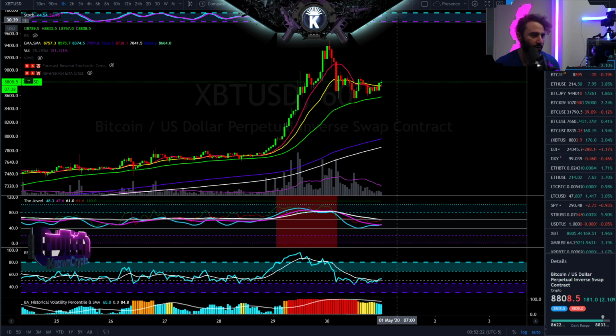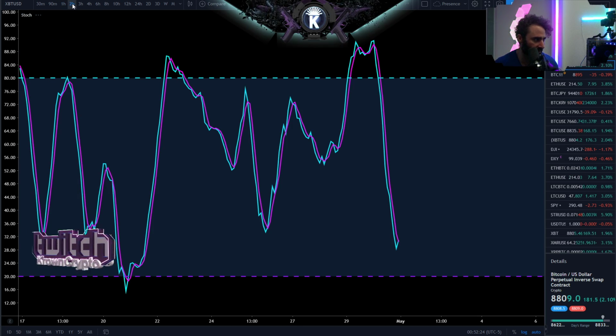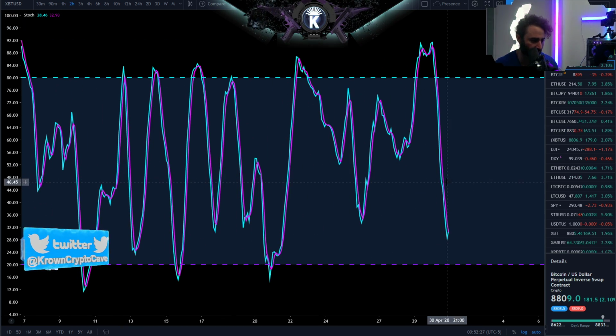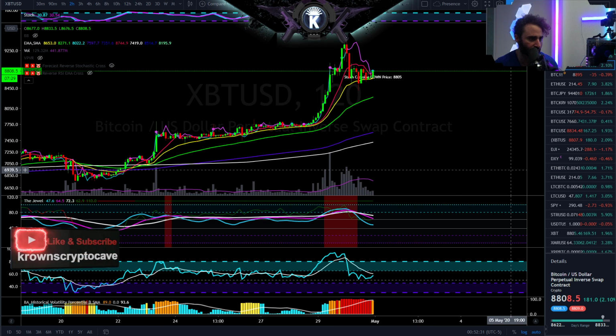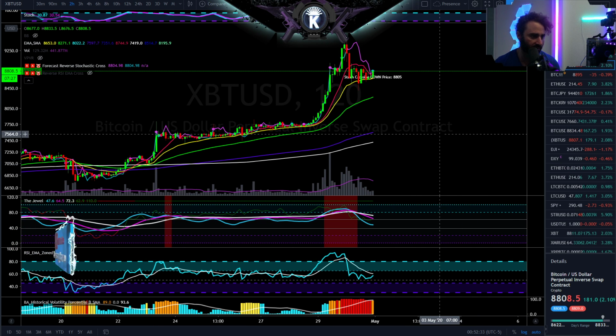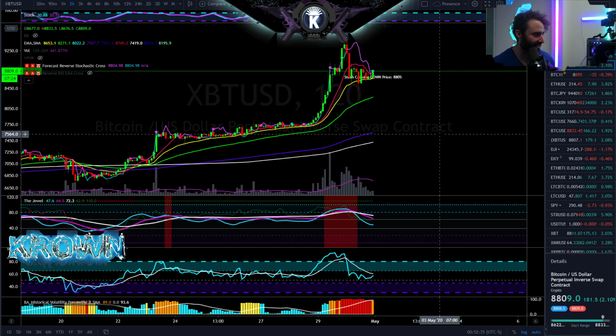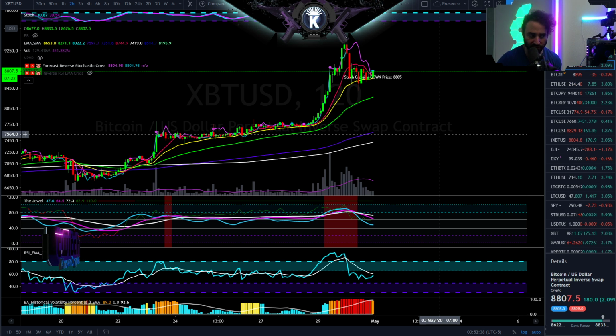Looking at the hourly Stochs, we do see that they're headed straight up. They're very, very erect. The 2-hour Stochs look like they want to cross up as well, and they will cross up if we close this next 2-hour candle anywhere above 8,800, which Bitcoin's about $3 above right now, but you'll see that in the next 7 minutes and 23 seconds. So we'll be able to watch this one together.